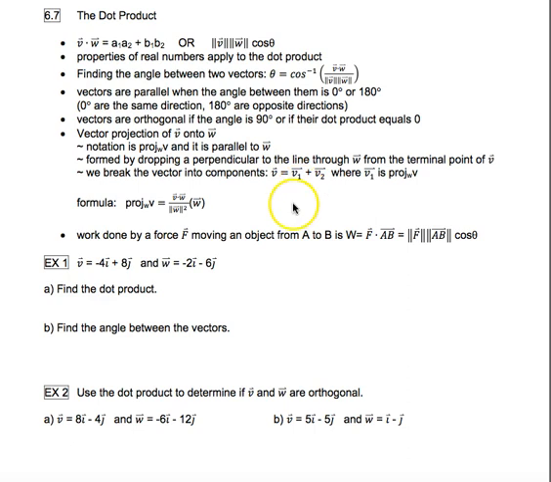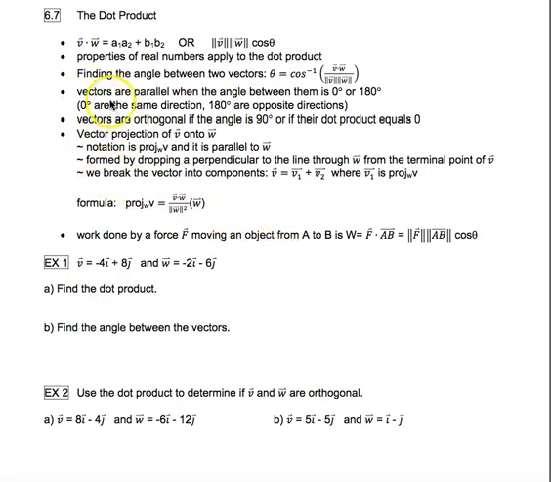So if we're finding the angle between two vectors, we're going to use the dot product on the top and then divide by the magnitudes. This is really just taking this guy and solving it for theta. So getting it kind of by itself there.